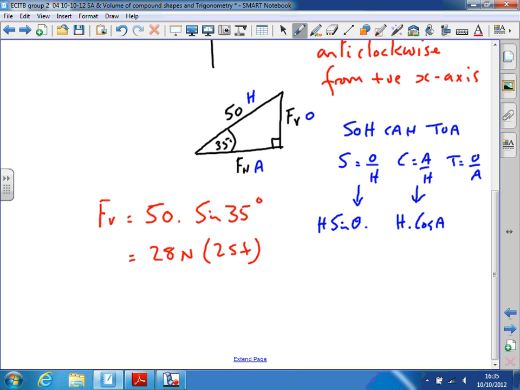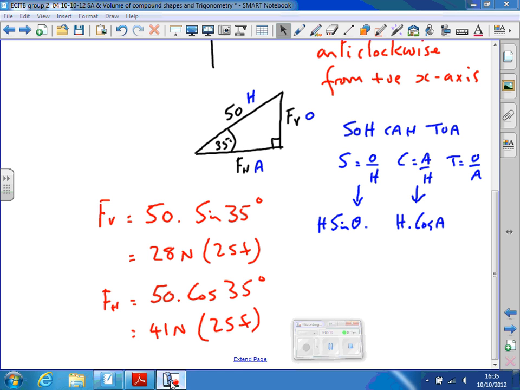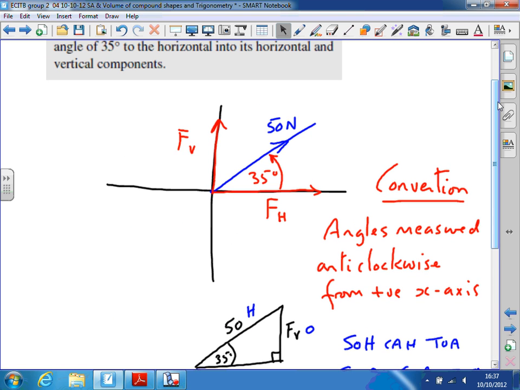Okay? And similar calculation for F horizontal. That will be 50 times the cosine of 35 degrees, and we get 41 newtons rounded to two significant figures. So I'll just pause there. So we found the effect of this 50 newton force vertically and horizontally. So 28 newtons is acting vertically. So this is 28 newtons. And this is 41 newtons.